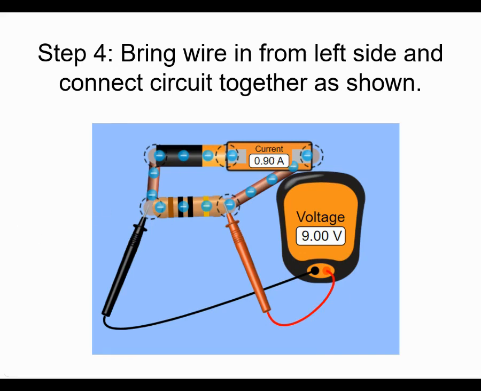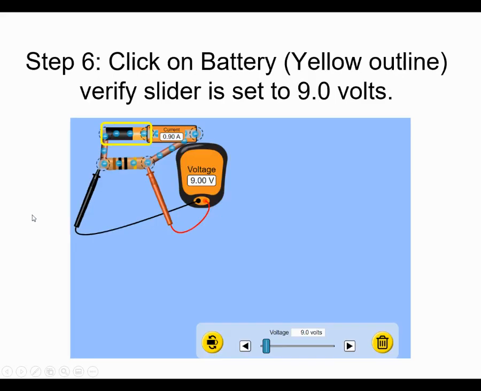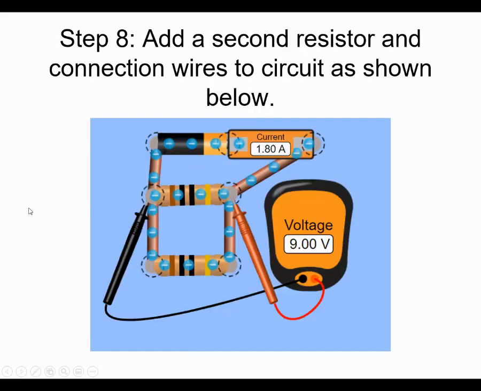The ammeter connected to the battery, and the resistor below that, the voltmeter connected across the resistor, and there's 2 wires there. Once you got that hooked up, click on the battery slider, make sure it's set to 9 volts, because that's what we're going to use for this lab. Record what the current is from the ammeter and what the voltage is from the voltmeter. Then you're going to start modifying it.